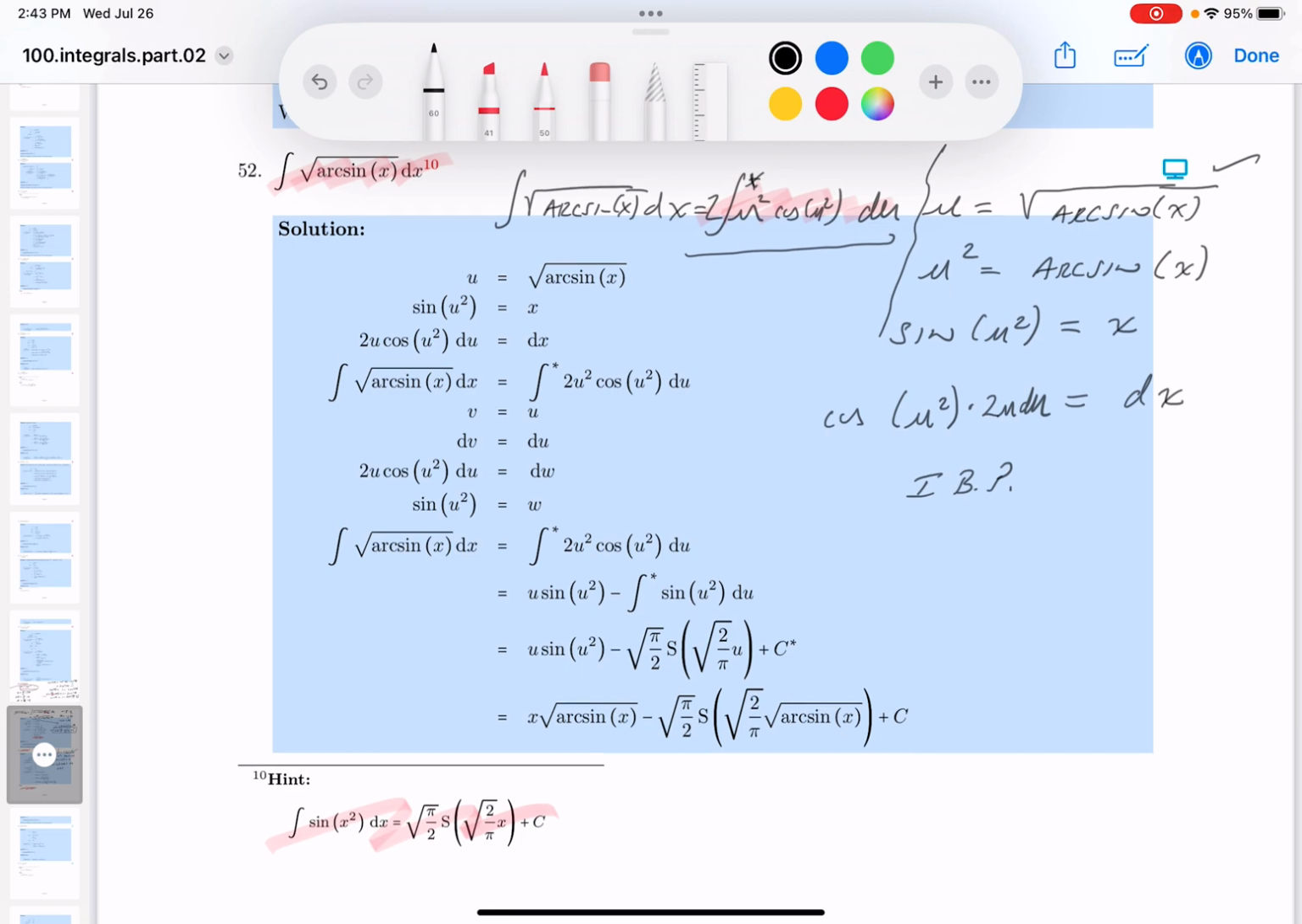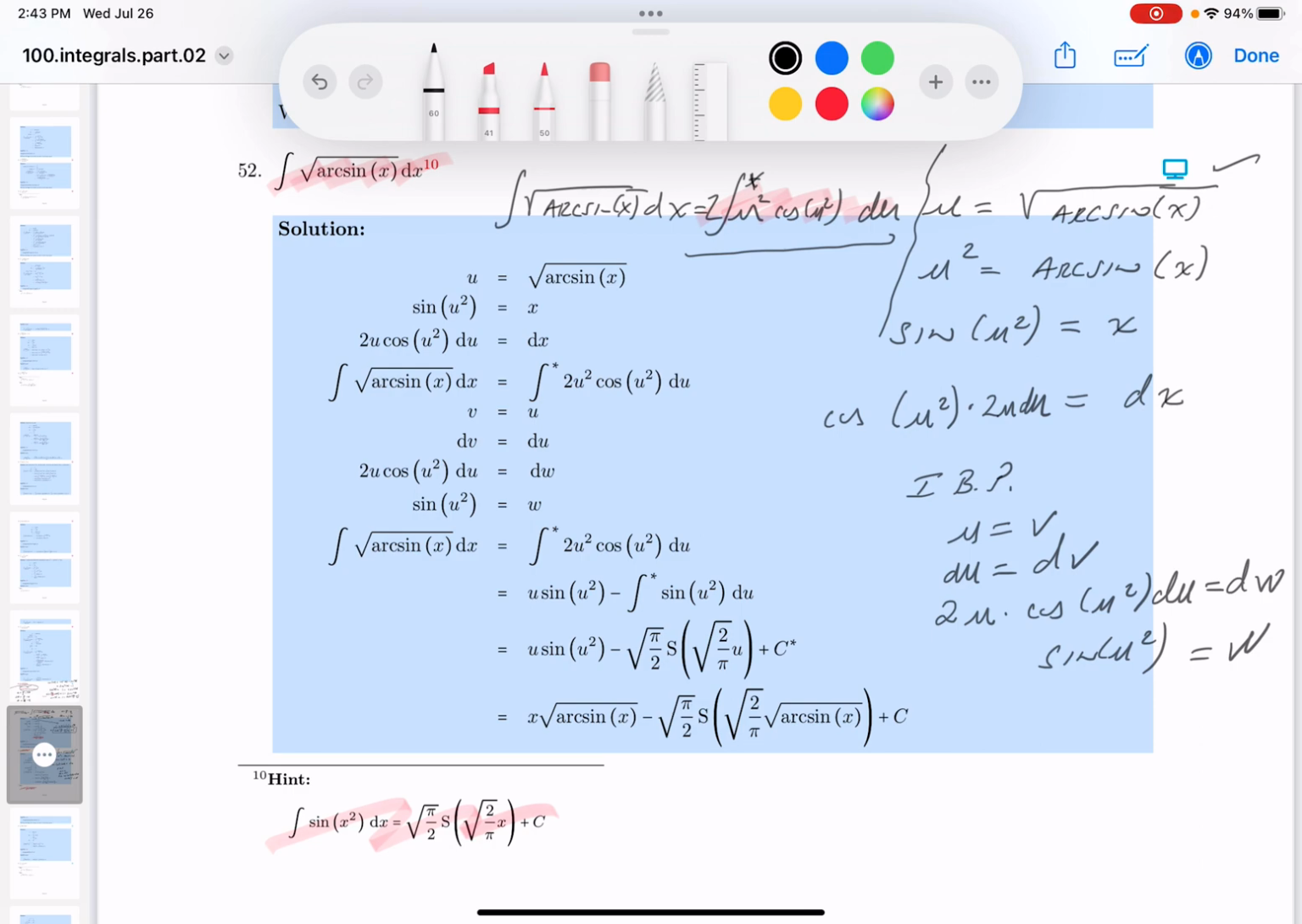So I'm going to say U equals V. That means du would equal dv. And this forces me to choose, which may seem strange to you, that I'm forced to use, I'm going to put the 2 there. So 2u cosine u squared du is equal to dw. That means w, I'm not going to say it's easy to do, but what differentiates to that? It's just sine of u squared. And that was the point of picking it.